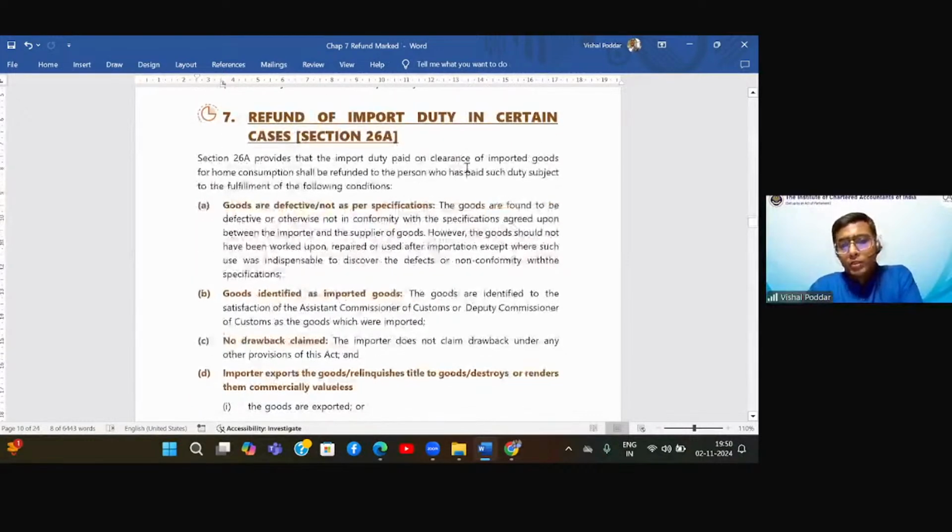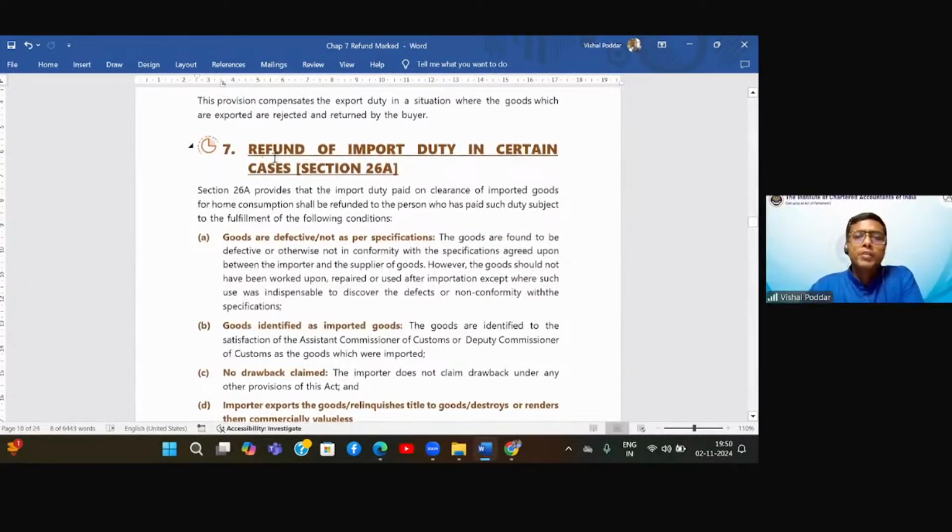Now, this is slightly lengthier. It deals with refund of import duty in certain scenarios. So section 26A deals with that. It says that provided that the import duty paid on clearance of import goods for home consumption shall be refunded to the person who has paid such duty subject to fulfillment of following conditions. So there are certain conditions given subject to which whatever import duty you had paid at the time of clearance of goods, clearance means clearance for home consumption, shall be refunded back to the person.